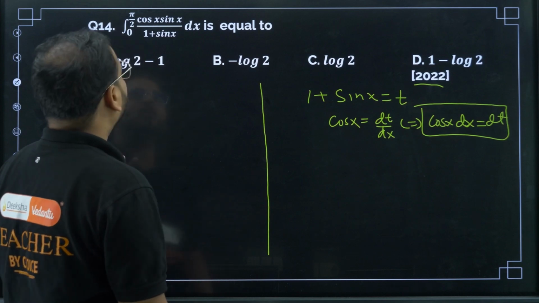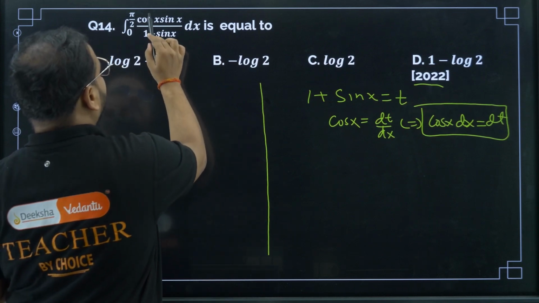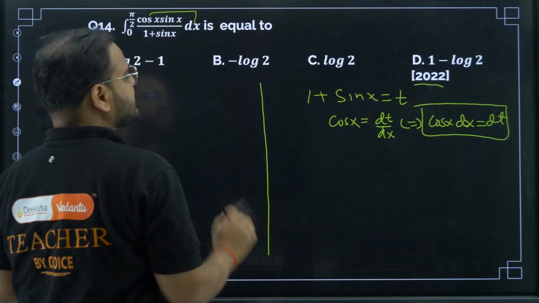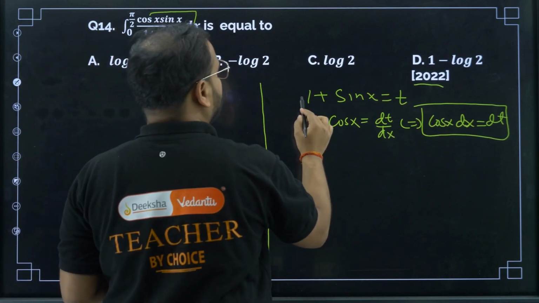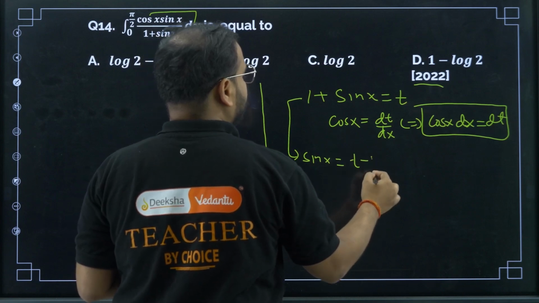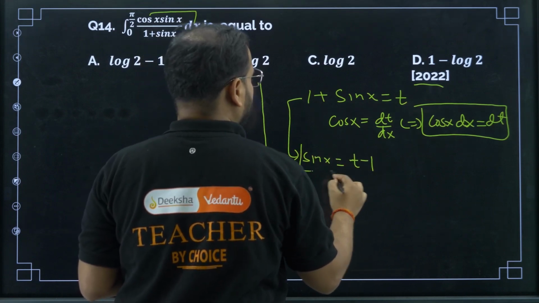This is okay. Now have a look. I have cos x and dx over here, that I can replace by simply dt. What about sin x, sir? I have to find the value from here. So sin x will be, from this one, t minus 1.